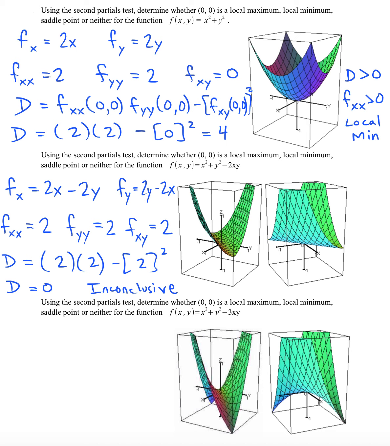And as we can see in the 3D picture, there isn't a min or a max or a saddle point at the origin. The next function has a saddle-like look to it. Let's find the first partials.